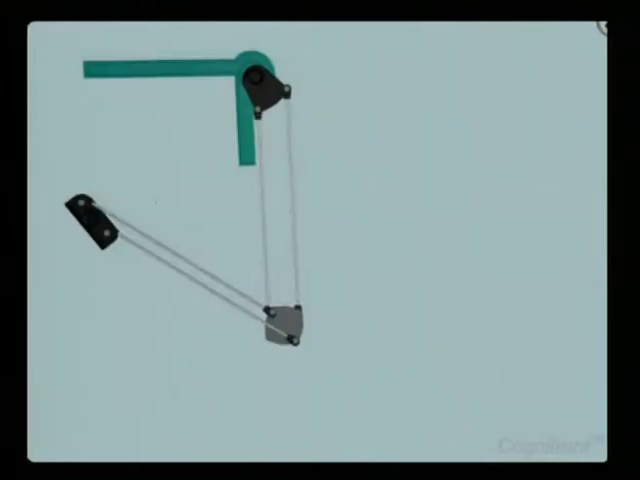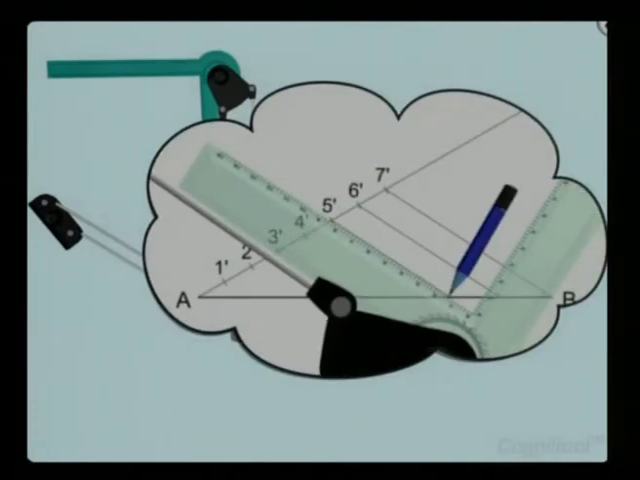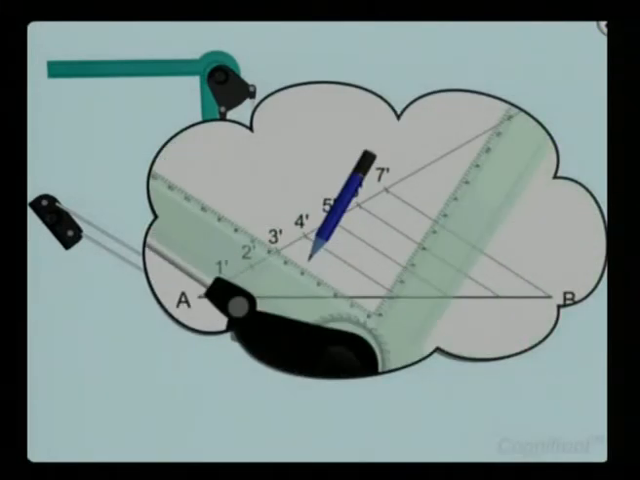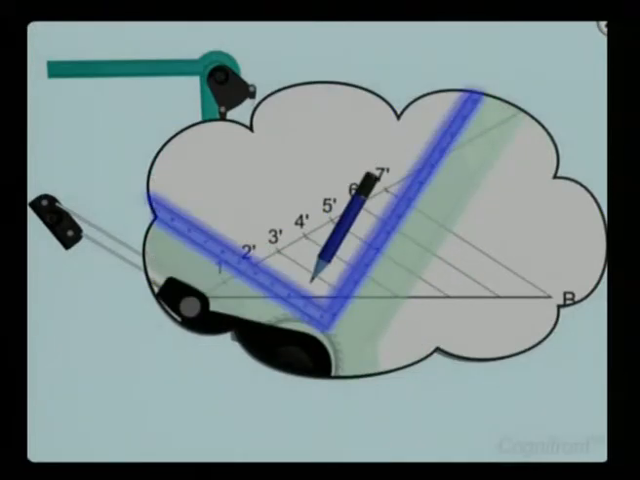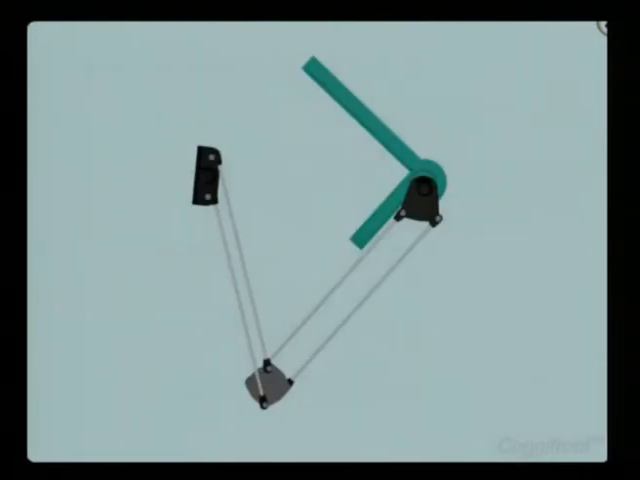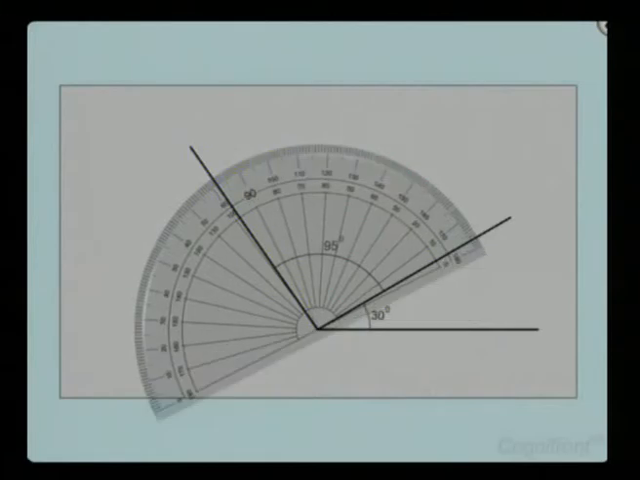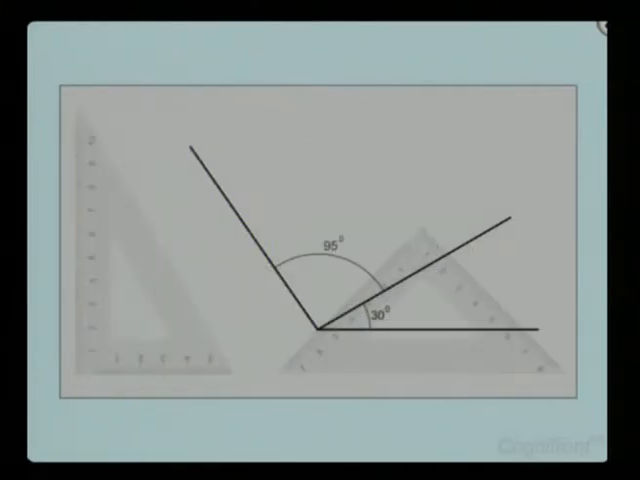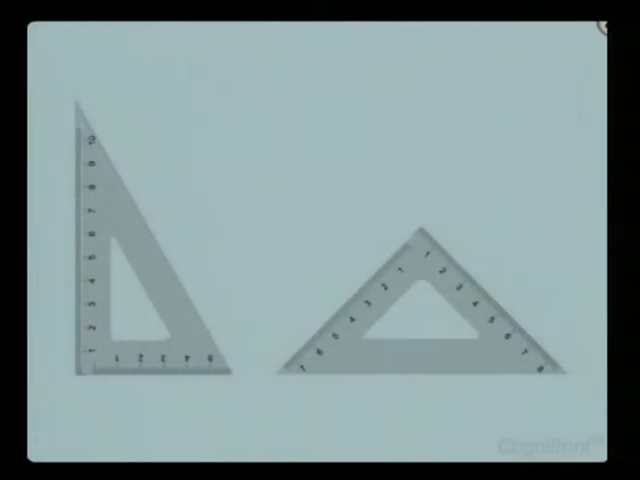The drafter is a very useful tool for drawing parallel lines at any given inclination. It has a scale as well as a protractor inbuilt. Looks like a robot, isn't it? Protractor is used to measure and lay out angles. Another tool is set squares, also known as triangles. They come in flavors of 30, 60, 90 degrees and 45, 45, 90 degrees.